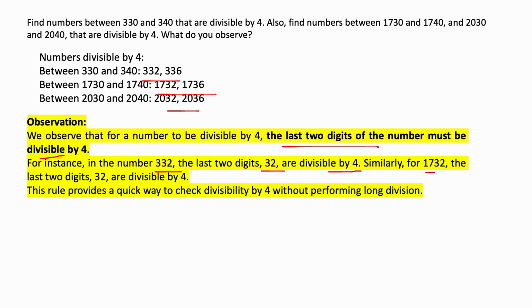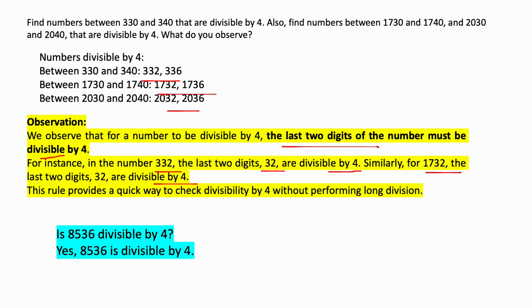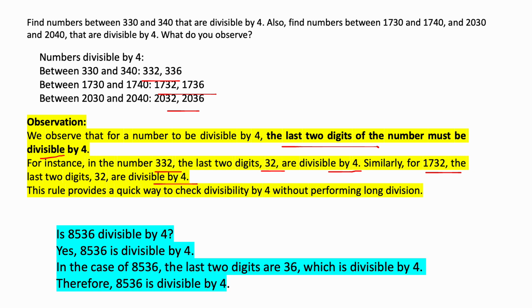Similarly, for 1732, the last two digits 32 are divisible by 4. This rule provides a quick way to check divisibility by 4 without performing long division. Is 8536 divisible by 4? Yes, 8536 is divisible by 4. Why? In the case of 8536, the last two digits are 36, which is divisible by 4. Therefore, 8536 is divisible by 4.